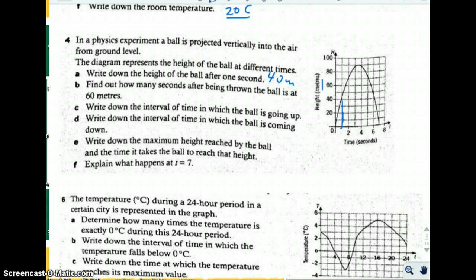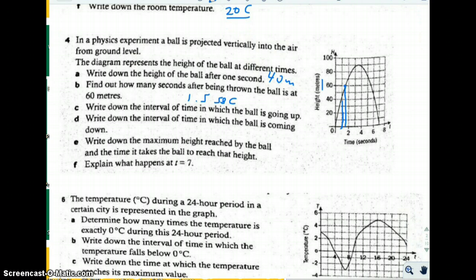Find out how many seconds after being thrown the ball is at 60 meters. Okay, 60 meters is like right there, right? So 60 meters looks like it would be halfway between 1 second and 2 seconds, so maybe 1.5 seconds.